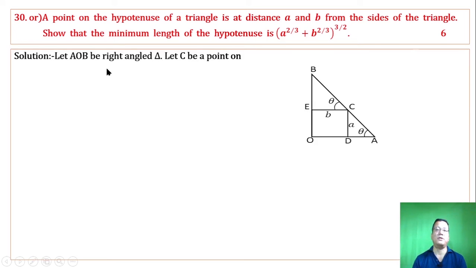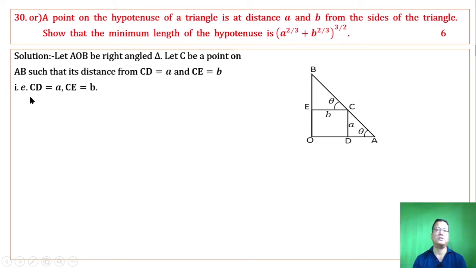Let OAB be a right angle triangle. Let C be a point on the hypotenuse AB such that its distance from OA is CD and its distance from OB is CE. Let angle OAB be theta, then angle ECB is also theta.